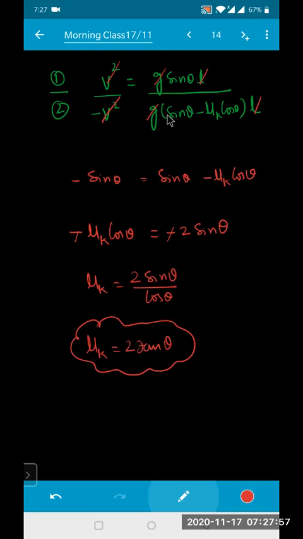What you are telling is to multiply this one and cross this one, but that's not possible. This is in the bracket, total term. So mu k is equal to how much I'm getting right now? Mu k is equal to 2 into tan theta. Is it clear? Yes, sir.